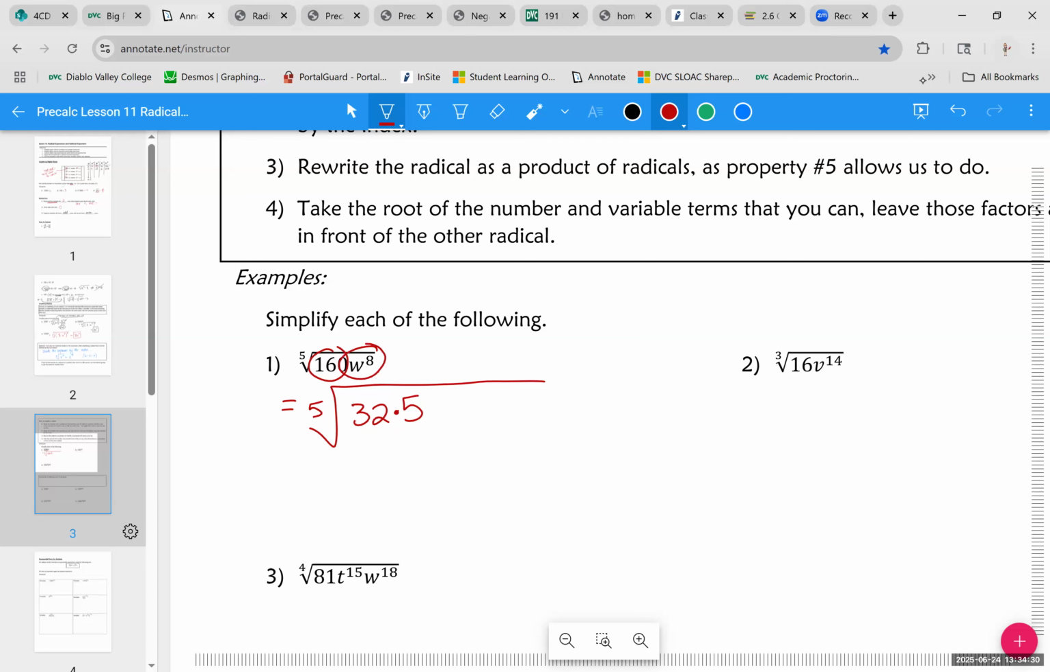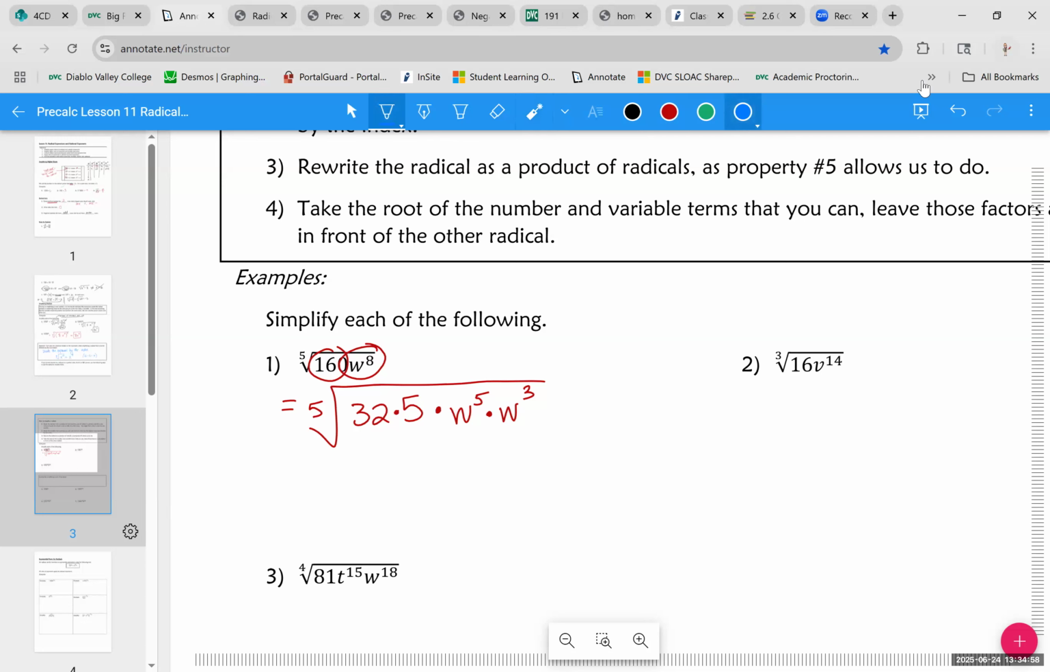And then I'm going to move over here to the w to the 8th. Because my index is 5, I want to break this w to the 8th into w to a power divisible by 5, which will be 5 times whatever's left, which would be 3. So I can't use w to the 10th because I don't have that many. So I have to use w to the 5th. I'm looking for multiples of 5 to put here.